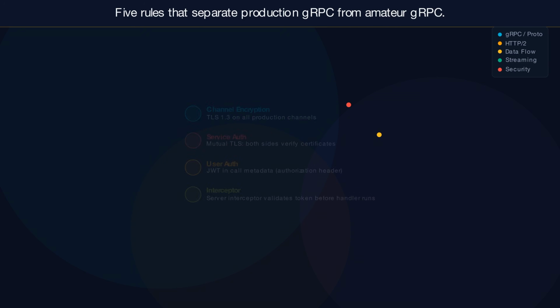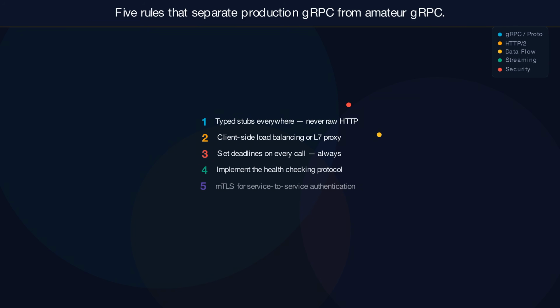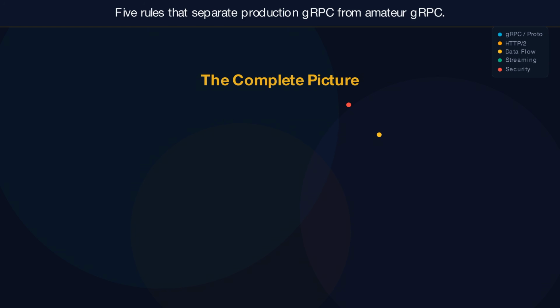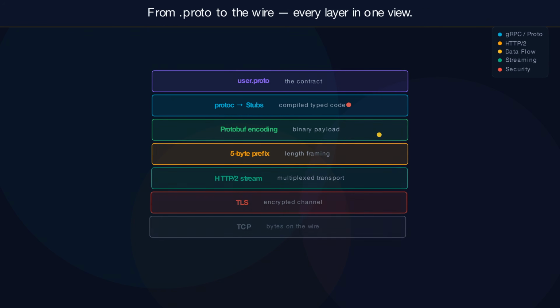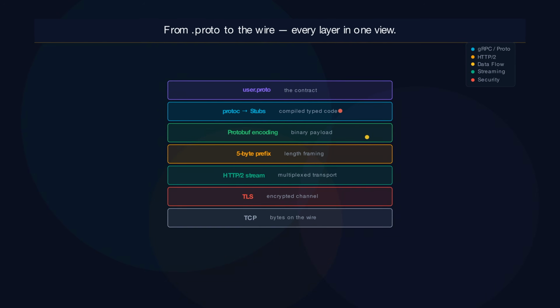5 things that separate amateur gRPC from production gRPC. Typed stubs, client-side load balancing, deadline propagation, health checks, and mutual TLS. The complete mental model. One more time, top to bottom. You write a proto file, the contract.